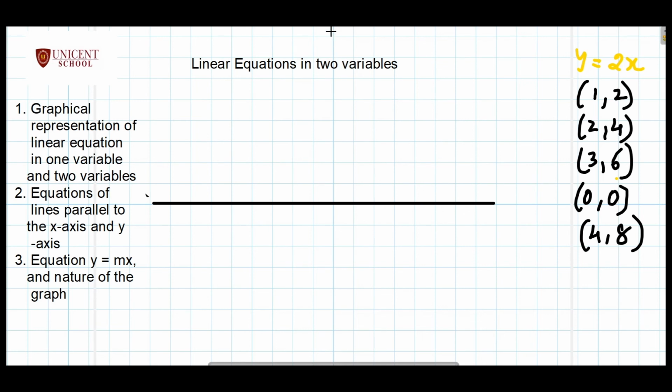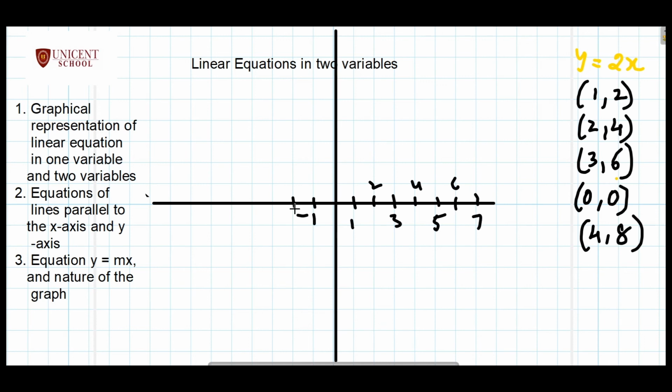Right, I'll take the axes again, x-axis and y-axis, and represent the points on it. Since I don't need a negative scale much, I'm not extending it. Right, now let us represent (1, 2). Where is this point located? It can be located on the number line. So x is 1, y is 2.